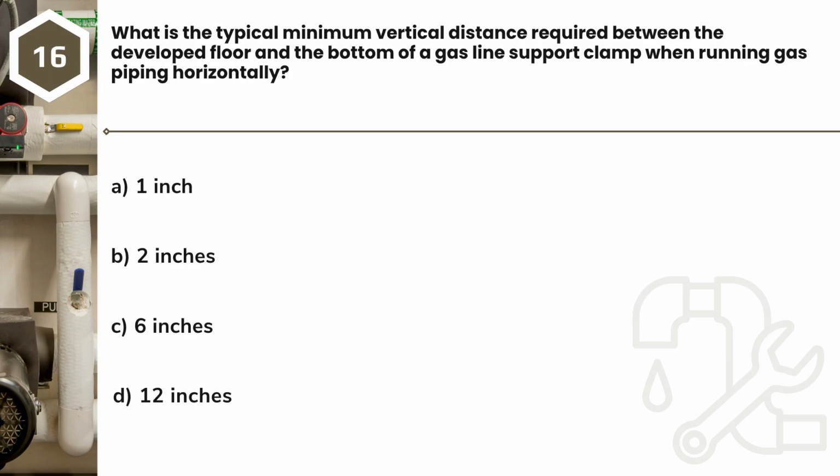Question 16. What is the typical minimum vertical distance required between the developed floor and the bottom of a gas line support clamp when running gas piping horizontally? A. 1 inch. B. 2 inches. C. 6 inches. D. 12 inches.